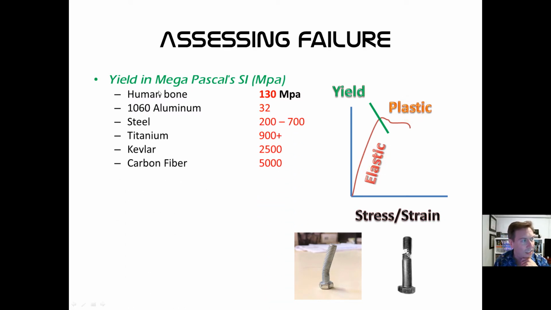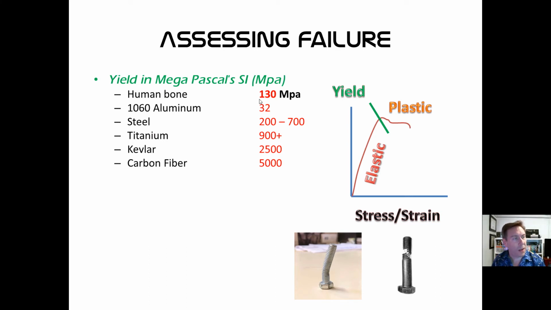Now, looking at these different things, look at this. Human bone is about 130, and that's when it yields. Now, in a child, of course, you have greenstick fractures, so it's actually bending. Whereas with an adult bone or an elderly person, it breaks because there's not as much flexibility or ductility, you might say.